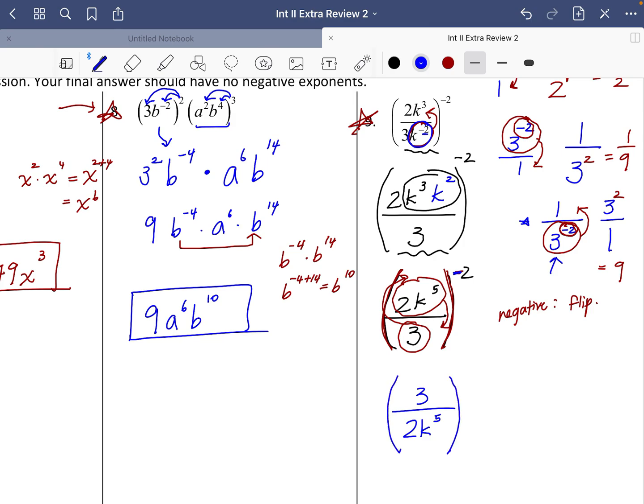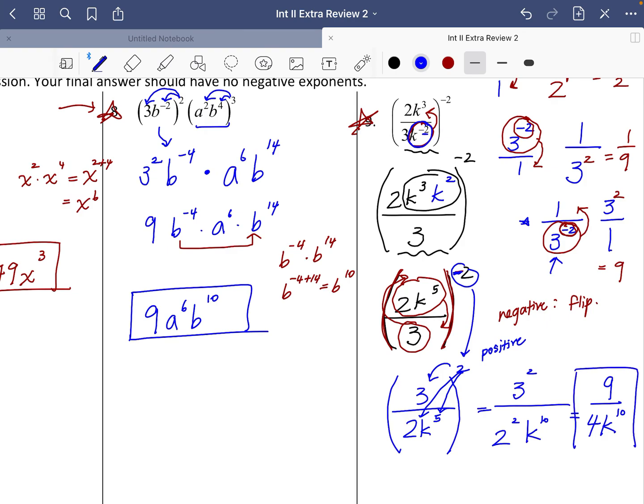So then now I'm going to raise it to the power of positive 2. Because always, whenever you flip it, the exponent turns to a positive. So then 3 raised to the power of 2. And then 2 raised to the power of 2. And then 2 multiplied with the 5, you're going to get k to the power of 10. That's 9 over 4 times k to the 10th power as your final answer.